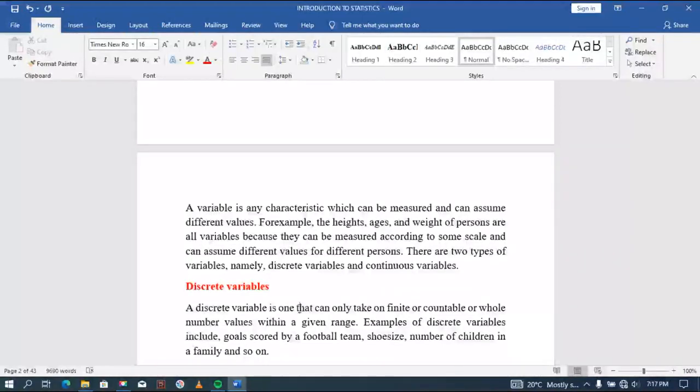So a discrete variable is one that can only take a finite or countable or whole number values within a given range. For example, you cannot score half a goal. You either score a goal or you do not score a goal. So goals scored by a football team is a good example of a discrete variable.